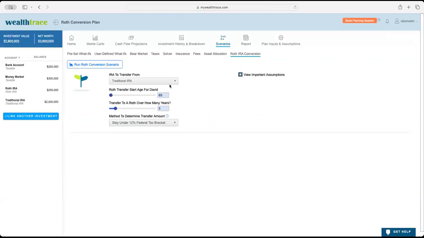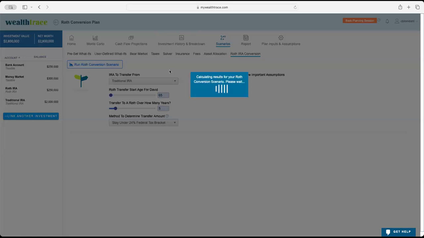So all of the underlying settings for the conversion are going to be the same. We are still starting at age 65. We are converting over 5 years. We're staying under that 24% federal tax bracket. I'll go ahead and run that.